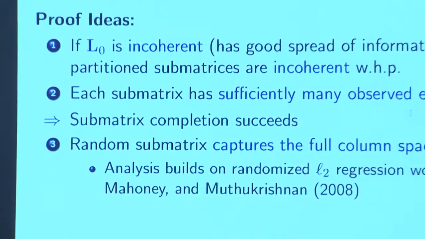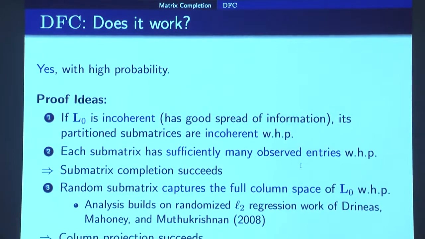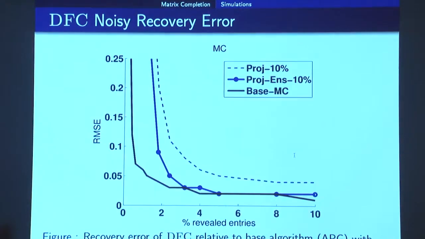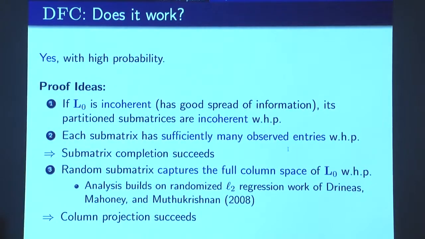OK, and this submatrix analysis builds on the randomized L2 regression work of Drineas, Mahoney, and Muthukrishnan. And that says that column projection succeeds, and overall, putting those pieces together, the whole DFC succeeds.